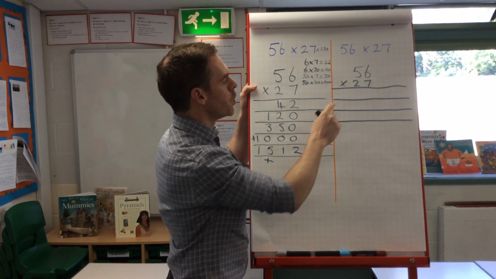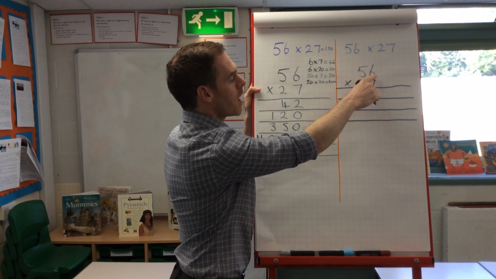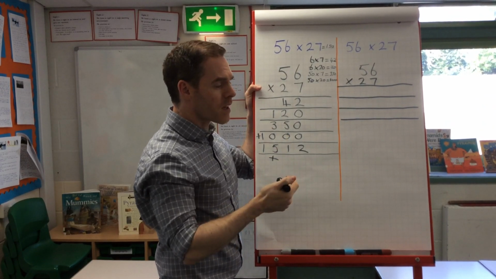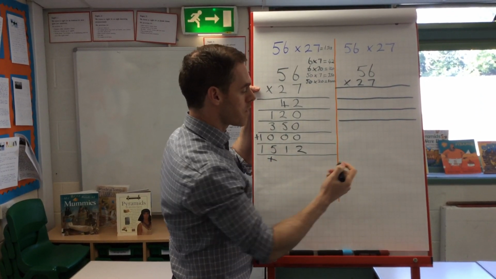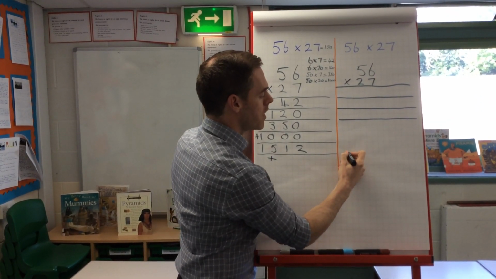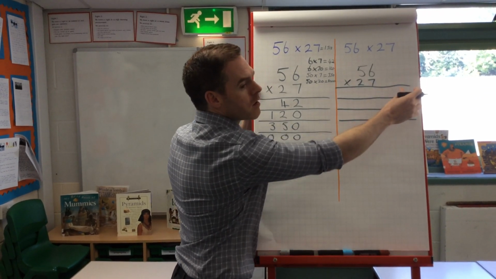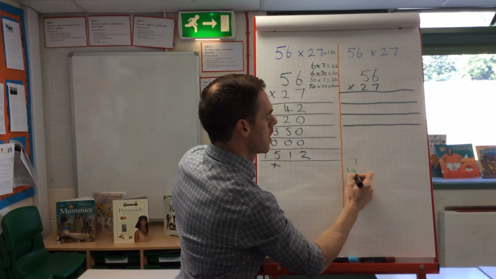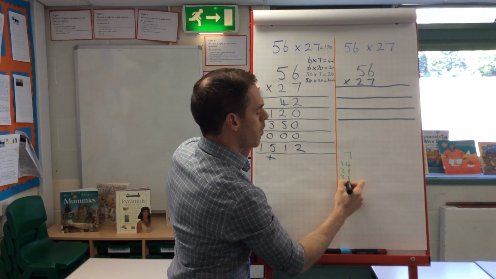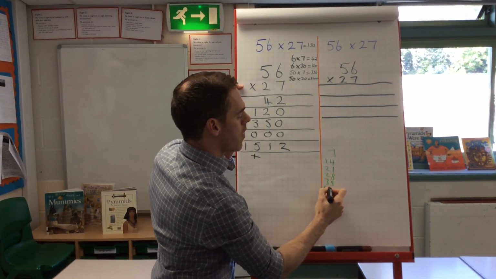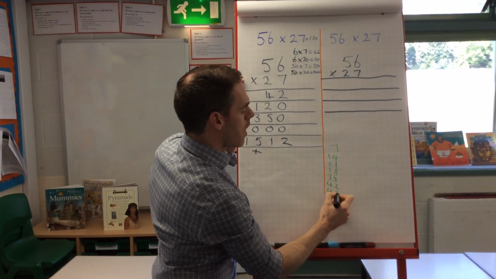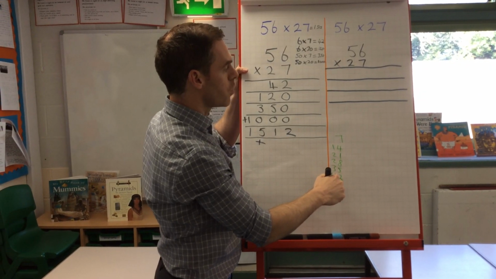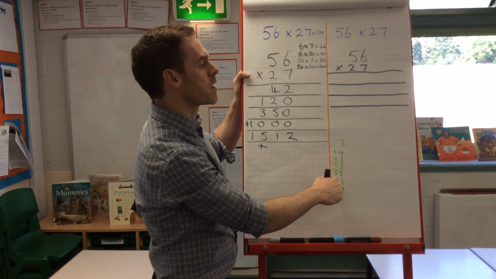I'm going to start with my ones column, and I'm going to do 6 groups of 7. Now, like I said, if you don't know 6 groups of 7 straight away, do your lists. So I'm going to do my list of 7 down below. You might have room in the sign to do yours, but I haven't. So I'm going to do my list of 7 down here. So 7, 14, 21, 28, 35, 42, 49. I need 6 groups. 1, 2, 3, 4, 5, 6. That's 42. So 6 groups of 7 makes 42.